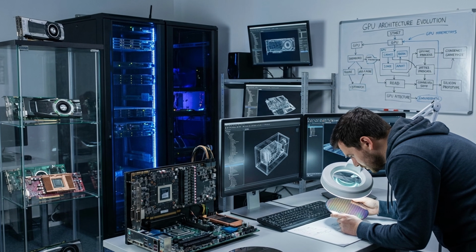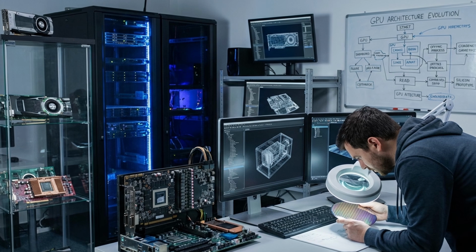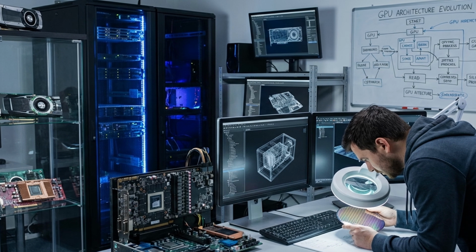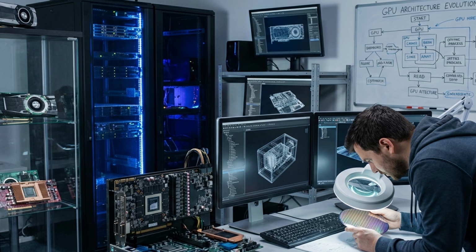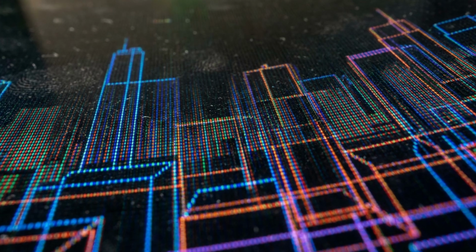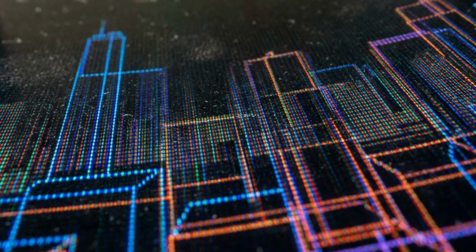Evolution of the graphics processing unit. The modern computer graphics pipeline is the result of decades of intense architectural experimentation aimed at solving a singular, mathematically exhaustive problem: manipulating millions of pixels on a screen dozens of times per second.